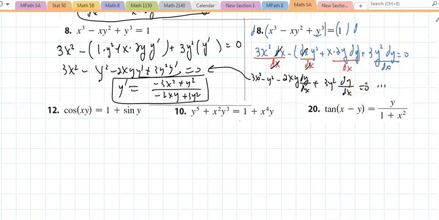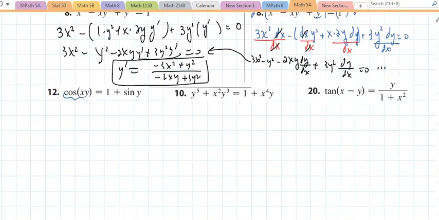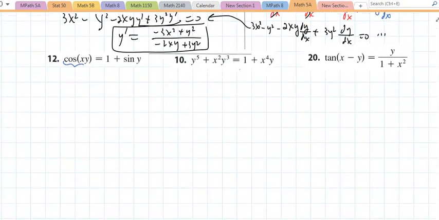Alright, three more problems to go of this type. So, if I want to take a derivative of this, again, if you're not comfortable with this, keep on doing this until you become comfortable with it. It's not going anywhere. If I take a derivative of this, again, the problem says find dy dx.